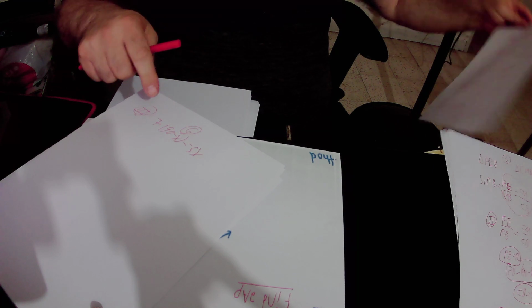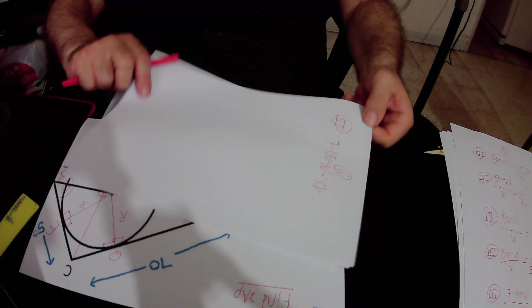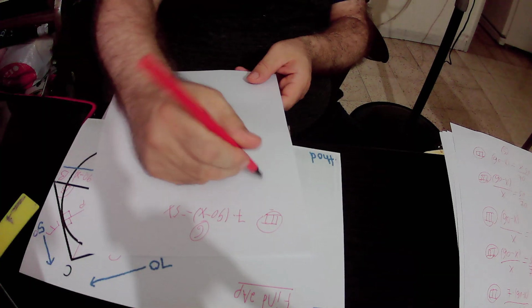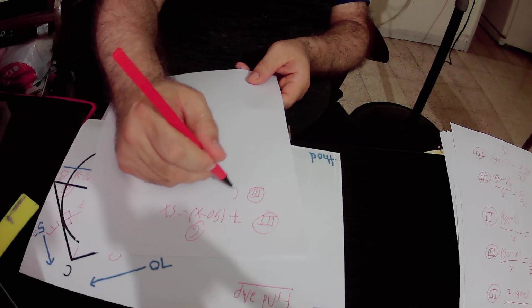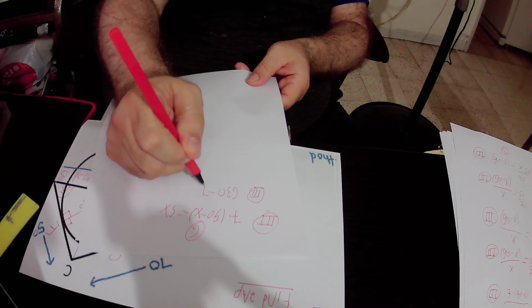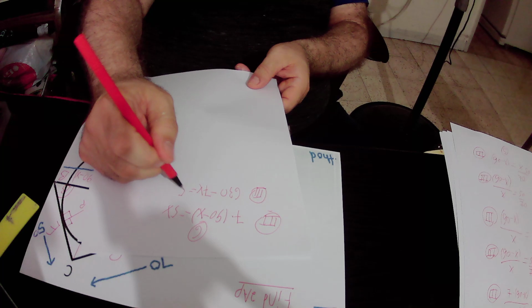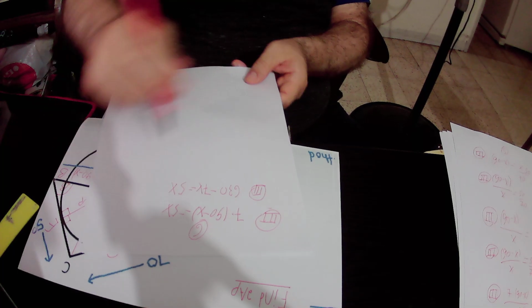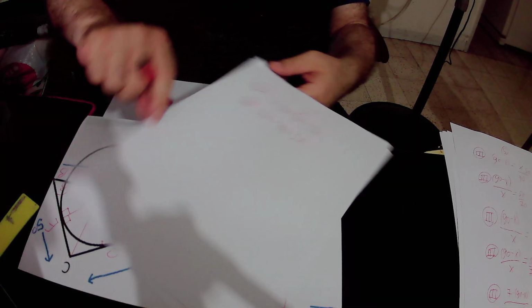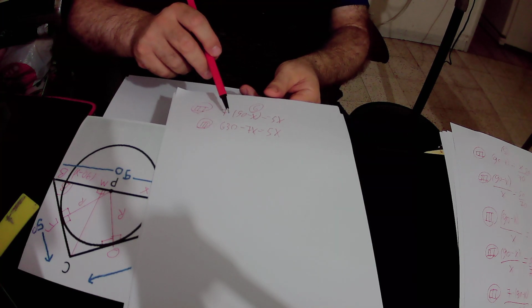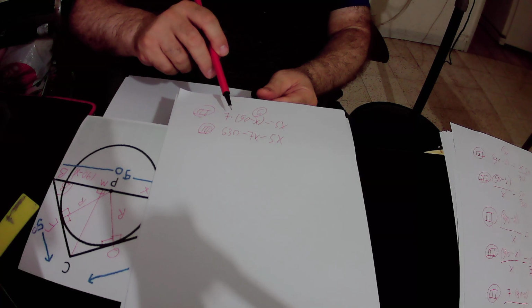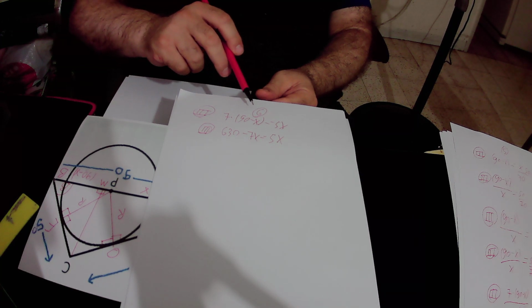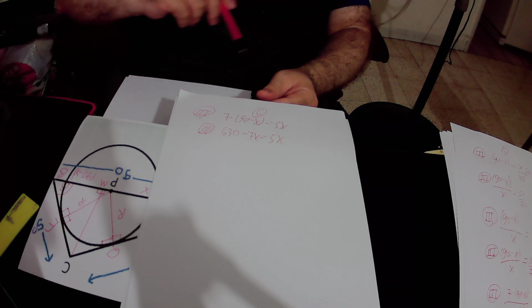Okay, now we will open the brackets on this side of the equation. We will get that 630 minus 7x equals 5x. Okay, we opened the brackets in this side of the equation. 7 times 90 equals 630, and 7 times minus 6x equals minus 7x.